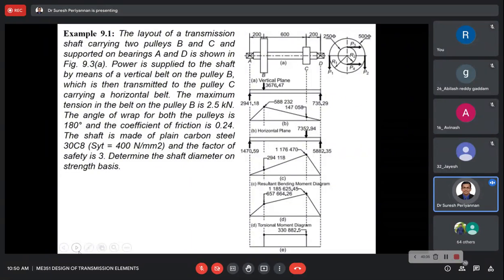Now we start the problem. The layout of the transmission shaft carrying pulleys B and C. Where are B and C?